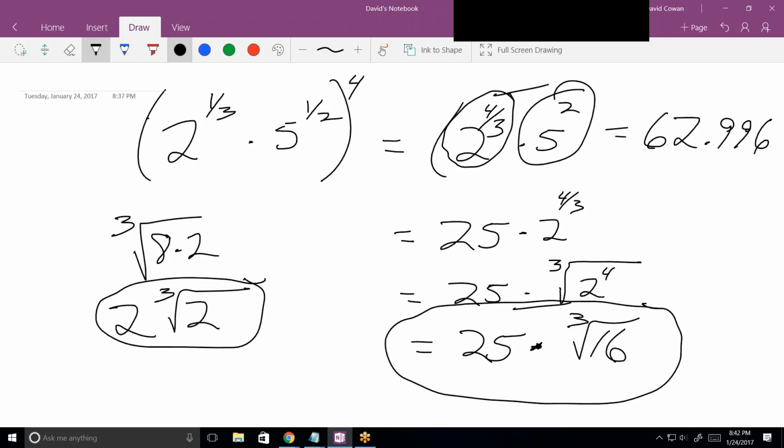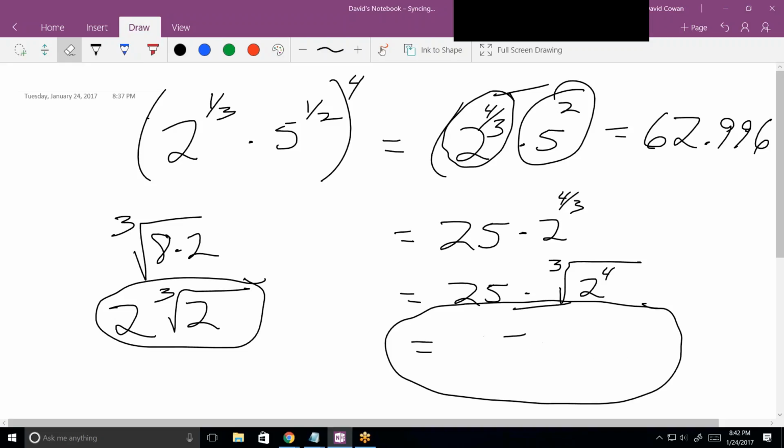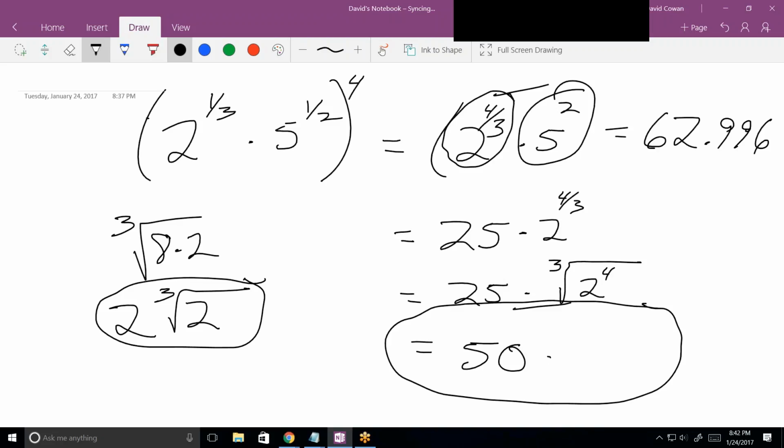That's what 16 is. So I can actually multiply that, and then I got 2 times 25, so that actually becomes 50 cube root of 2, and that's simplified. That's going to be the answer they want, this right here. All right. Okay?